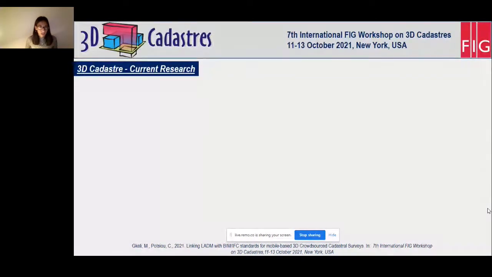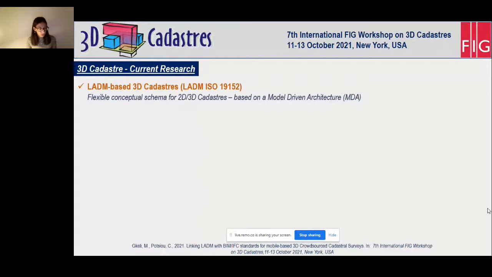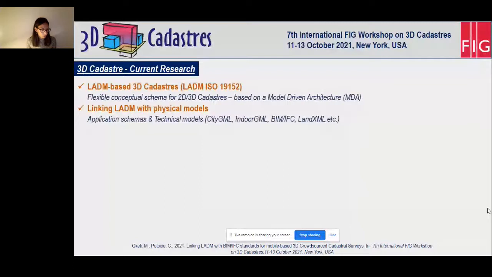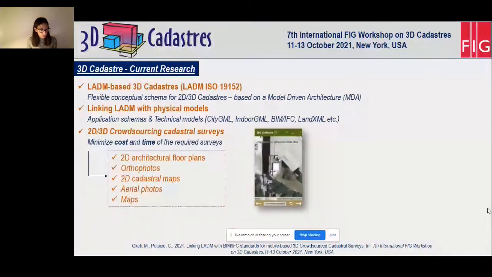Since 2012, the Land Administration Domain Model constitutes the international standard for 2D and 3D cadastral data modeling. Through the last few years, several approaches have been proposed in order to settle a link between the legal and physical counterparts of 3D cadastral objects, while lately the adoption of crowdsourcing techniques in developing 2D and 3D cadastral surveying procedures has been achieved. The most common practices to record the geometry of 3D cadastral spaces are based on the identification and limitation of 3D cadastral objects on the available base maps, such as architectural floor plans, orthophotos, aerial photos, or cadastral maps.